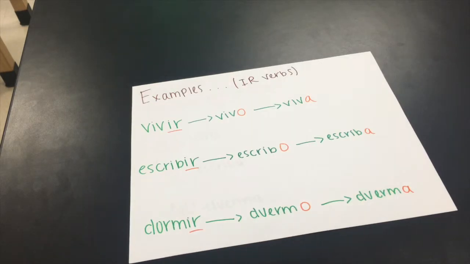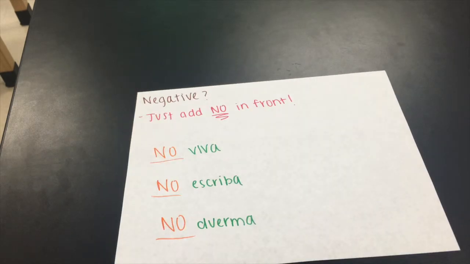Some examples of ir words in the same format would be vivir, escribir, and dormir. Vivir in the present tense yo form would be vivo, making the command form viva. Escribir in the yo form would be escribo, making the command form escriba. Dormir in the yo form would be duermo, and the command form would be duerma. To make these commands negative, you would add no in front of them. No viva, no escriba, and no duerma.